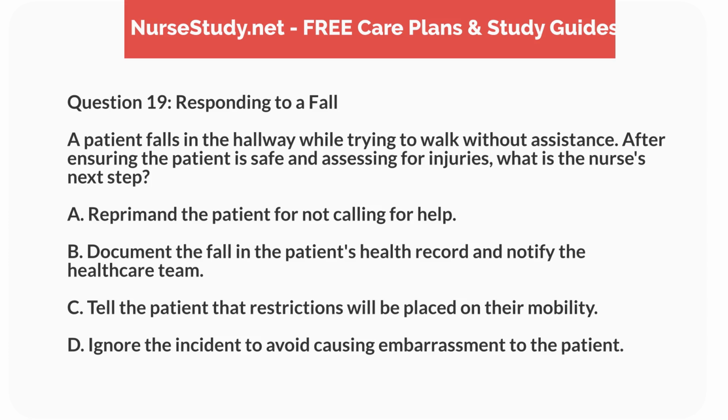Question 19. Responding to a fall. A patient falls in the hallway while trying to walk without assistance. After ensuring the patient is safe and assessing for injuries, what is the nurse's next step? A. Reprimand the patient for not calling for help. B. Document the fall in the patient's health record and notify the healthcare team. C. Tell the patient that restrictions will be placed on their mobility. D. Ignore the incident to avoid causing embarrassment to the patient.